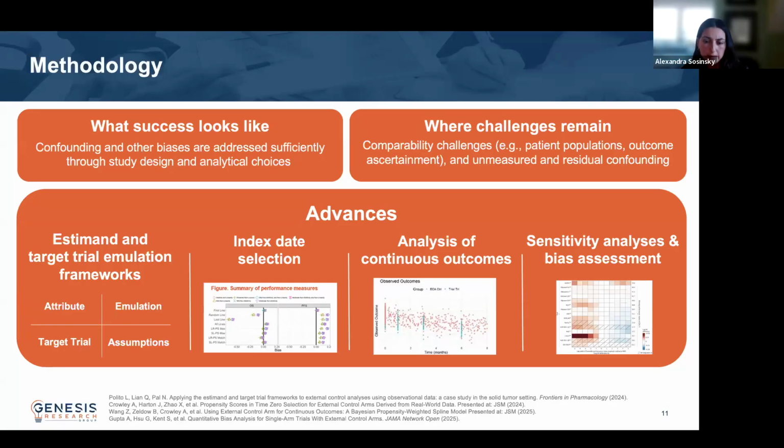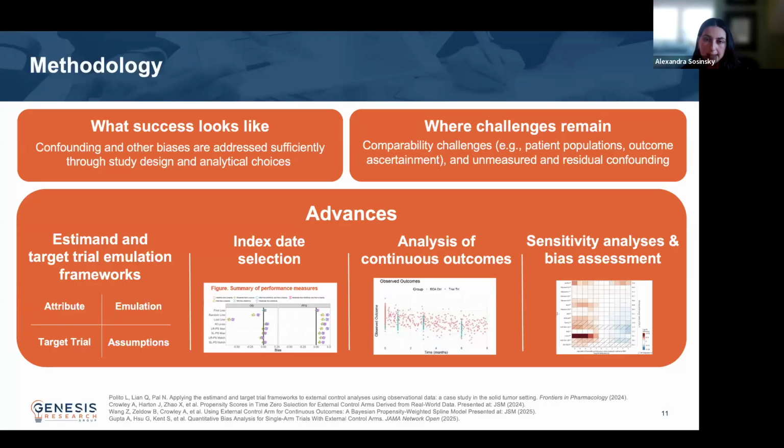We're seeing many meaningful methodology advances across several fronts. First, rigorous frameworks like estimands and target trial emulation are now being applied to ECAs. By clearly defining the treatment effect of interest and using trial emulation practices, we can design our external control arm analyses to better mirror the trial and support causal inference.